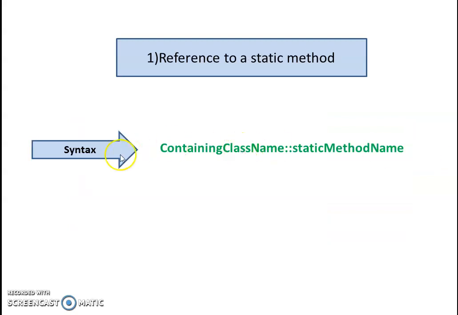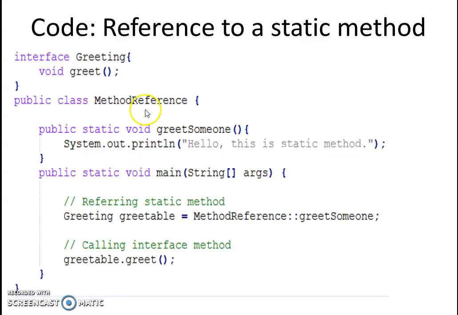To refer to a static method, the syntax is simple. First we write the class name that has the static method. Then we put double colon, and then we write the static method name. So here we write the method name that we want to refer. Now let's see one example of this.